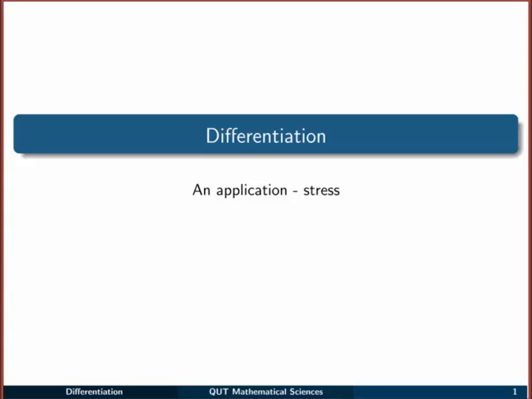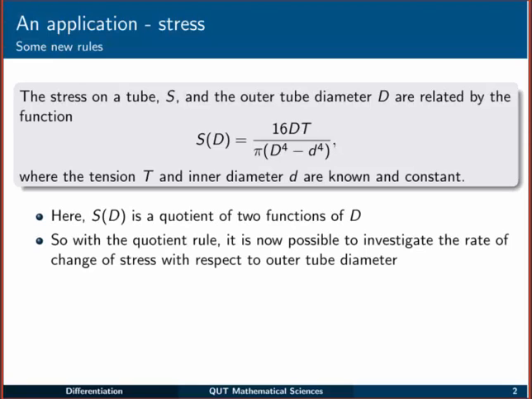When we first introduced the product rule and quotient rule, particularly the quotient rule, we had a motivating problem which talked about stress in a tube, depending on the diameter of the tube. What we're going to do in this video is look at that application and use the quotient rule to investigate that particular problem.